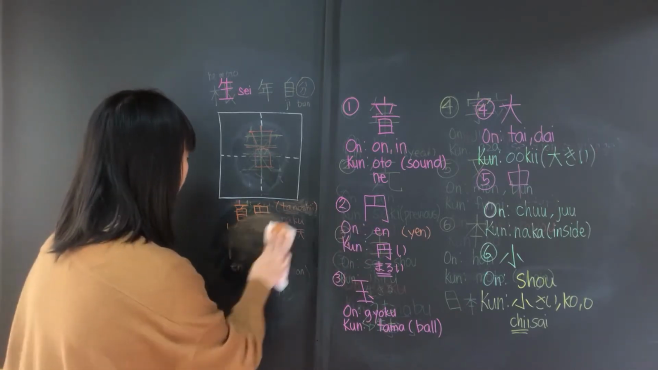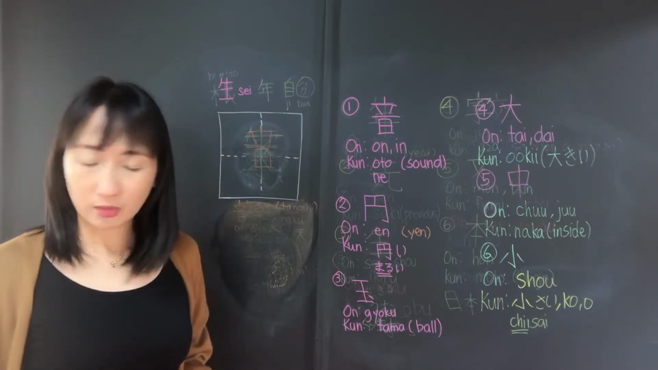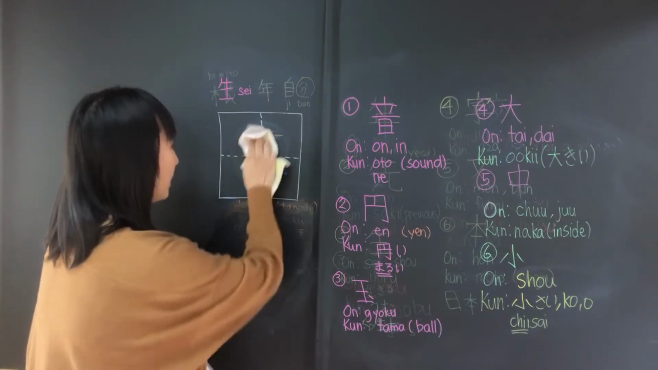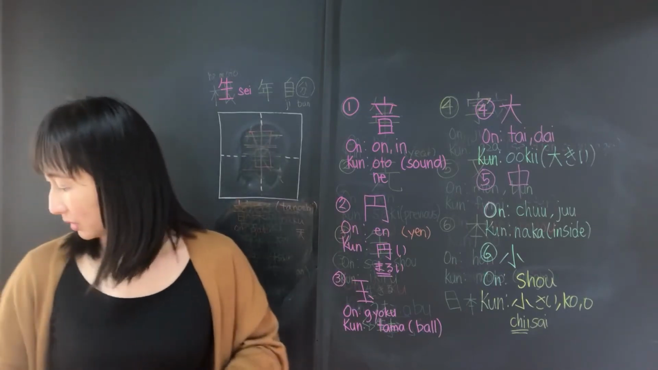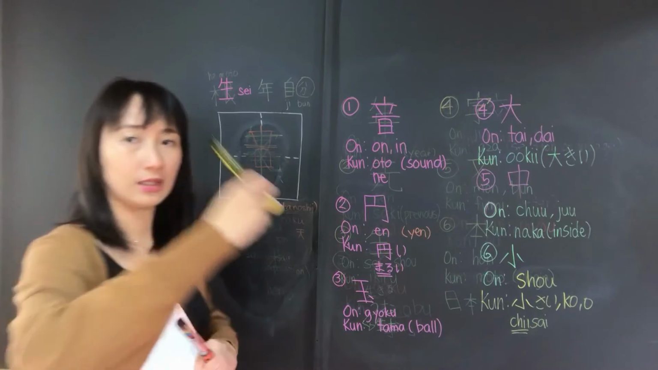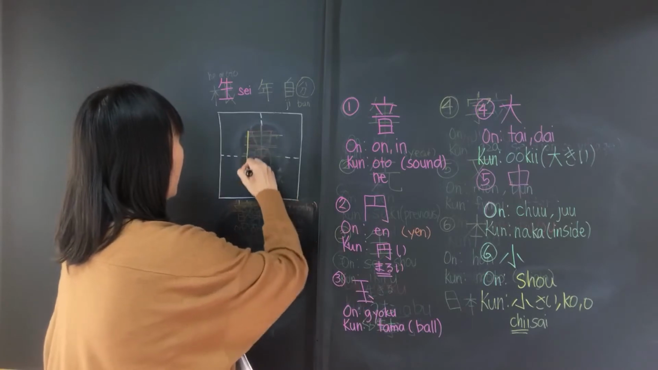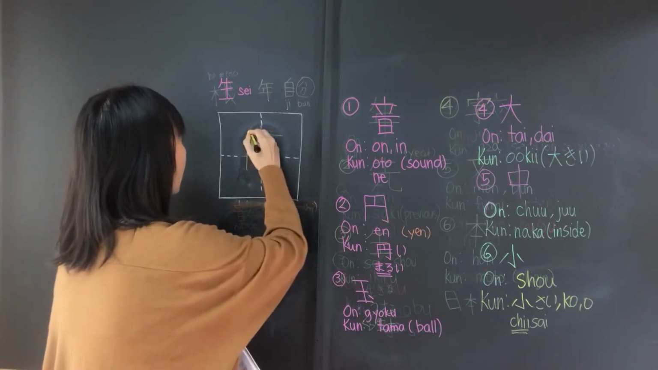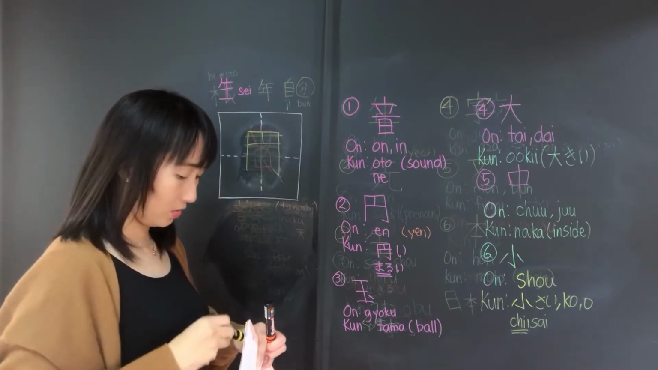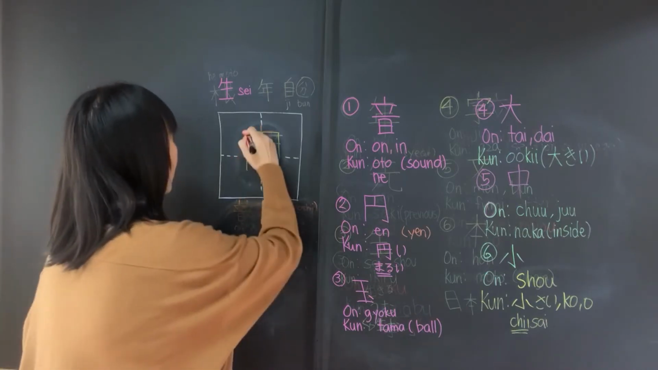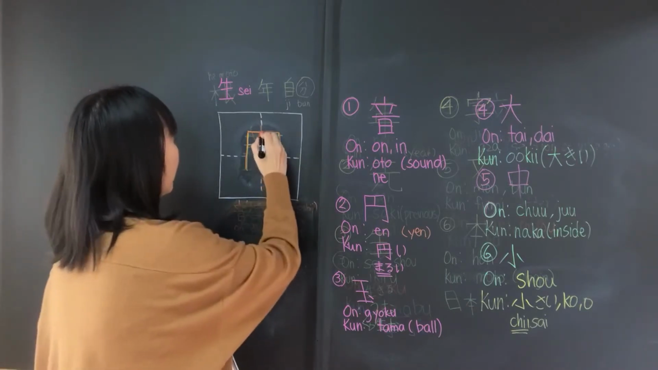So the next one is gyoku, for tama. Oh, I forgot to teach you how to write en. I'm going to teach you how to write en. It's one, can you see it? One, two, three, and then four. I hope you can see it. One more time: one, two, three, and then four.